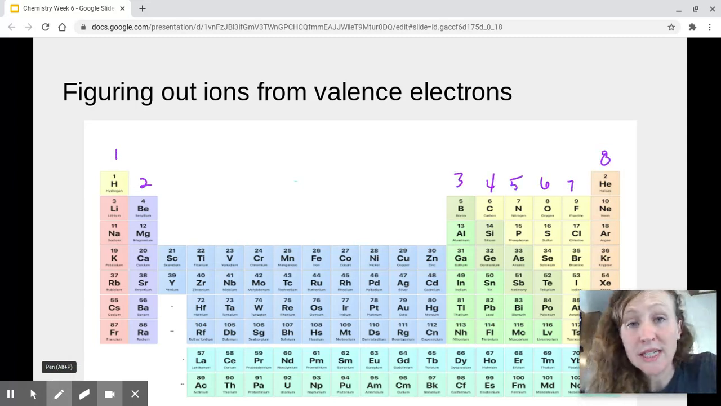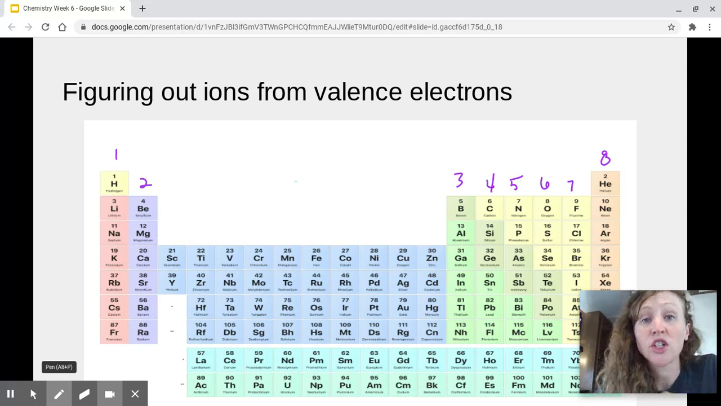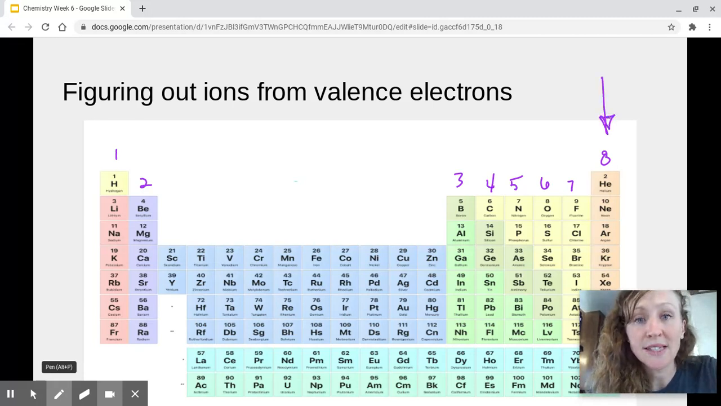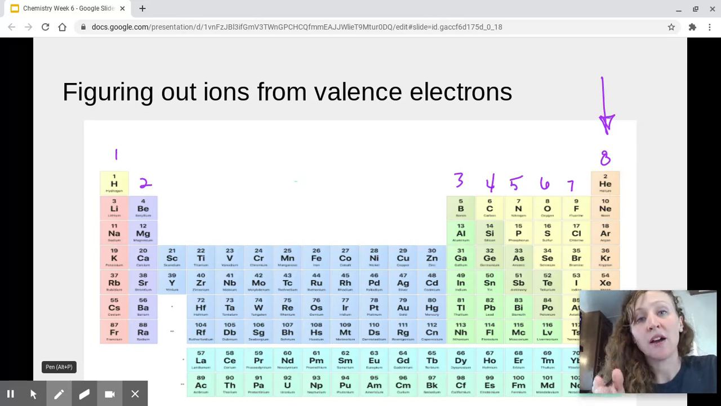We can use this information to figure out the charge of the ion. So we see that special stability occurs in the noble gases because their outermost energy levels are full. Their s and p shells are always full, and that gives the noble gases this special stability. And ions are going to form to match the stability of the noble gases.